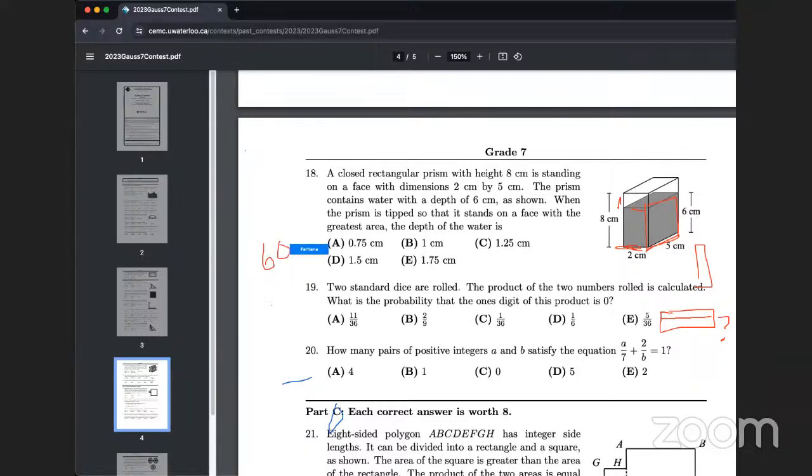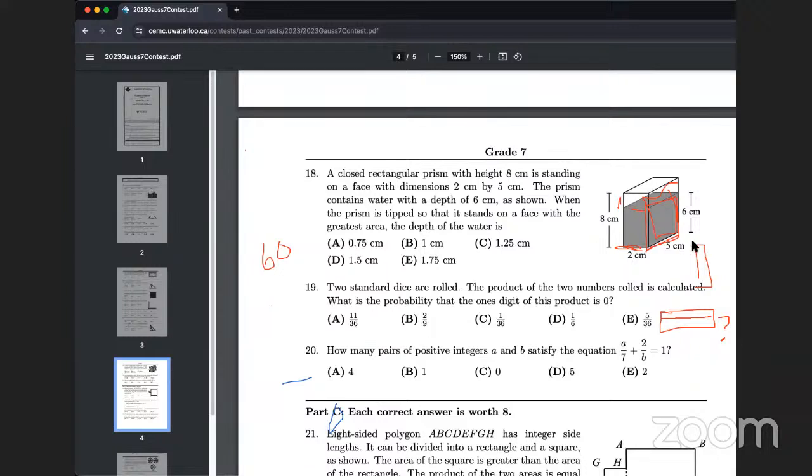Wait, did we find out it was 40? Because we did 8 times 5, because that's the greatest area. No, I mean the area of the whole entire box, not this one side, the whole entire box. Oh, the volume. The volume of the water is 60, but what's the volume of the actual box? Like 8 times 2 times 5.